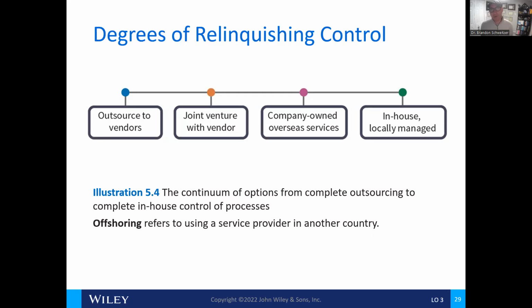When we outsource, we release control or relinquish control. In outsourcing, we look at the outsource to the vendors or doing a joint venture with a vendor or the company owned overseas services, or if everything is in-house and locally managed. We call these degrees of relinquishing control. The most control, of course, is in-house and locally managed. The most relinquished control would be outsourcing to vendors. Of course, these are the variations in between.